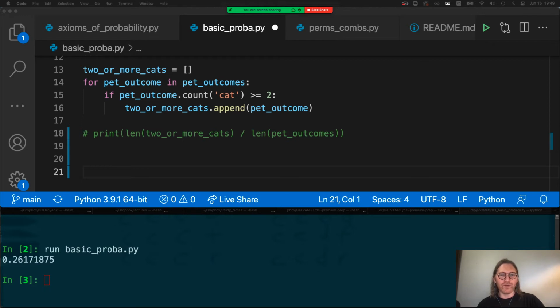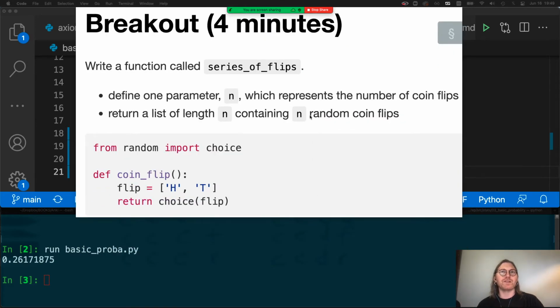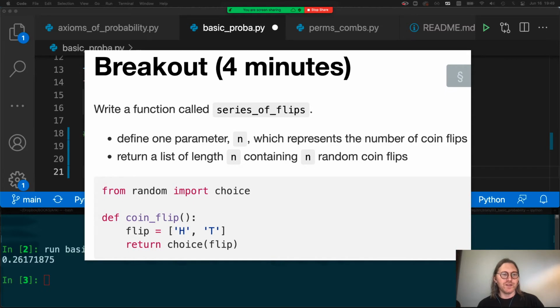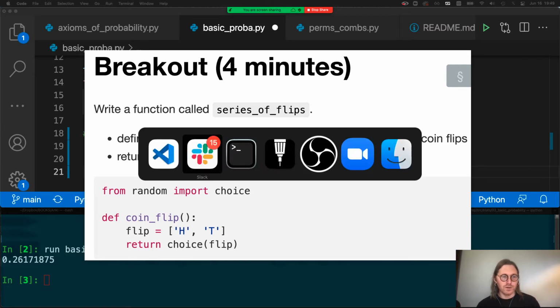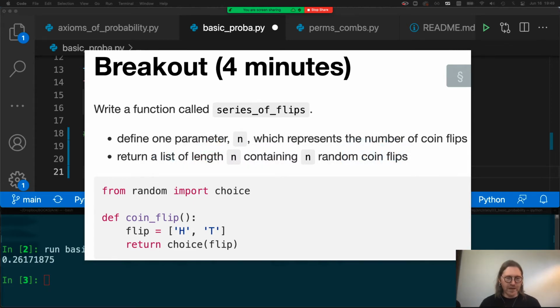You're going to write a function, and that function is going to be based on a function that I give to you called coin flip. So let me paste that in. Your function, series of flips, is going to have one parameter defined, which is n, and n represents the number of coin flips. Return a list of length n containing n random coin flips.